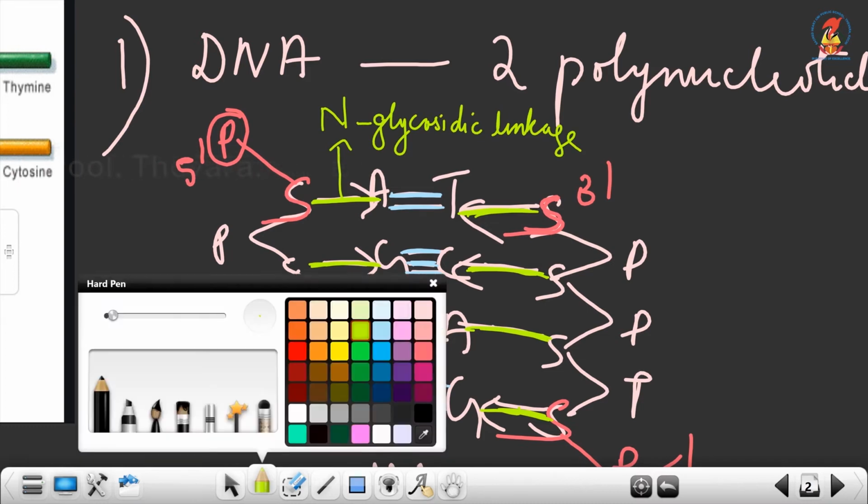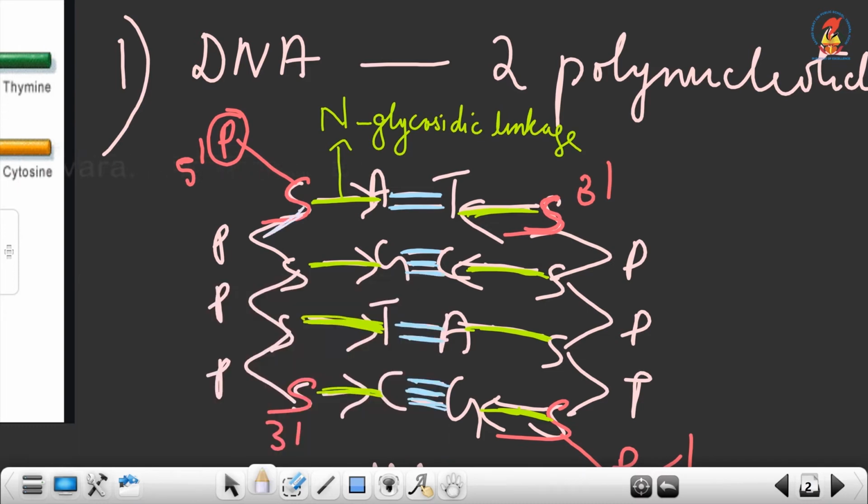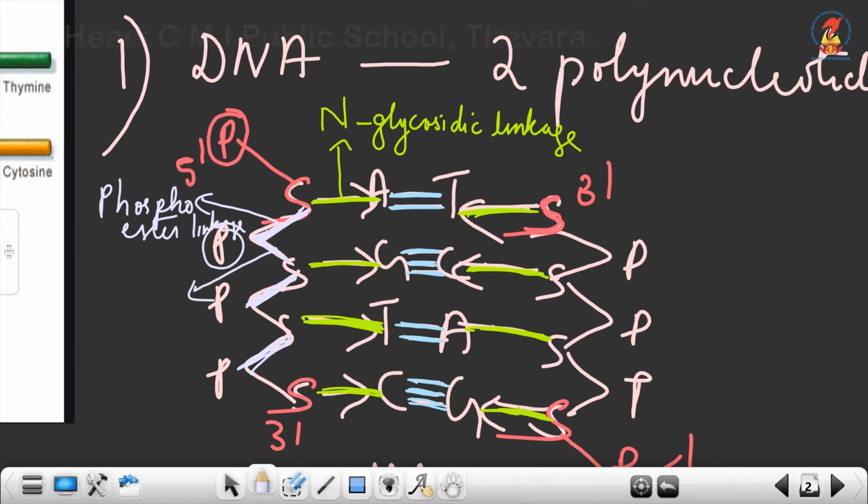Next, the bond between sugar and phosphate, that bond is known as phosphor-ester linkage. And the bond between the phosphate and the adjacent sugar is again a phosphor-ester linkage, but because it is making a second bond with another sugar, it's called phosphodiester linkage.